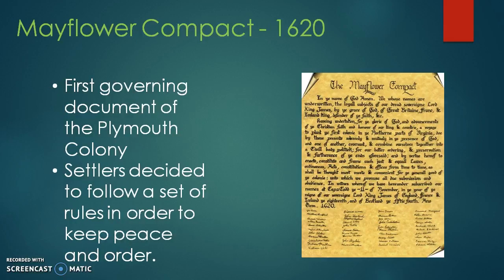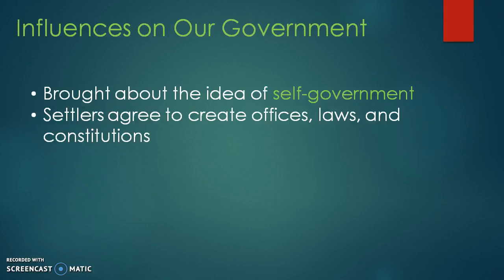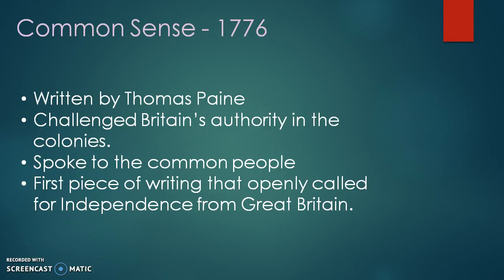The Mayflower Compact of 1620 is the first governing document of the Plymouth colony. The settlers decided to follow a set of rules in order to keep peace and order. This influences our government. It brought about the idea of self-government, and the settlers had to agree on certain laws and offices and constitutions, so people weren't thrown into chaos and there was an order for things.